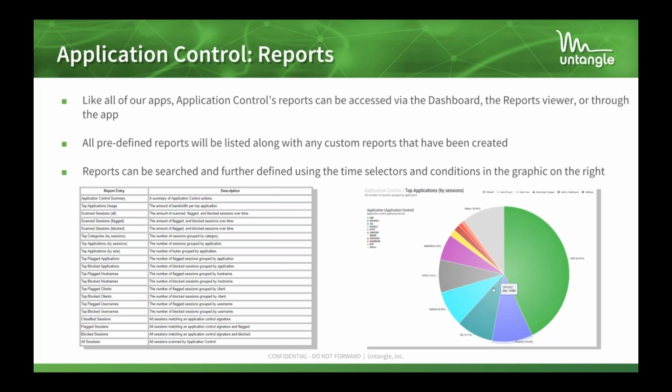So like all of Untangle's apps, app control's reports can be accessed via the dashboard, the reports viewer, or through the app itself. All predefined reports will be listed with any custom reports that have been created by you or us. And then reports can be searched and further defined using these same time selectors and conditions that you see in this graphic here. So it's a real quick, easy thing to just jump into all sessions and see every mobile session that application control is scanning. But you can drill down pretty easily, top applications by size, that kind of thing, what mobile app is chewing up your bandwidth. That's a really, really handy report, I feel like.